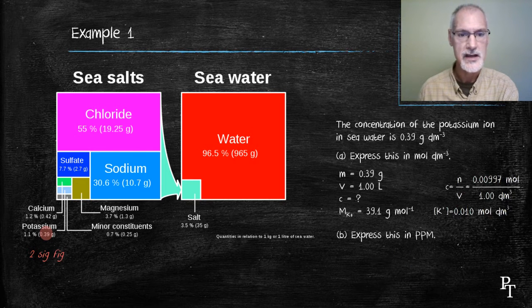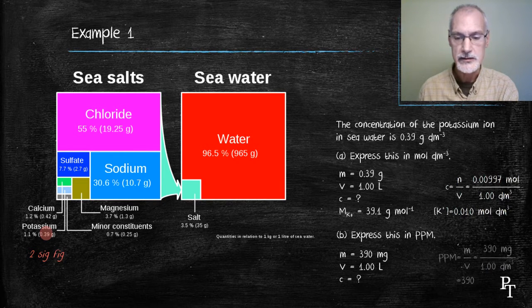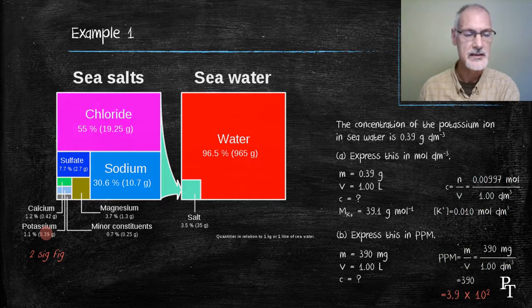Part B of this question is going to ask me to express this concentration in parts per million. So again, I go back to my given information. To express it in parts per million, I must change the grams to milligrams by shifting the decimal 3 to the right and turn the 0.39 into 390 milligrams. To calculate the parts per million, I put the mass over the volume and I get 390. If I want to express this in scientific notation so there's no ambiguity about significant digits, it would be 3.9 times 10 to the 2 parts per million.